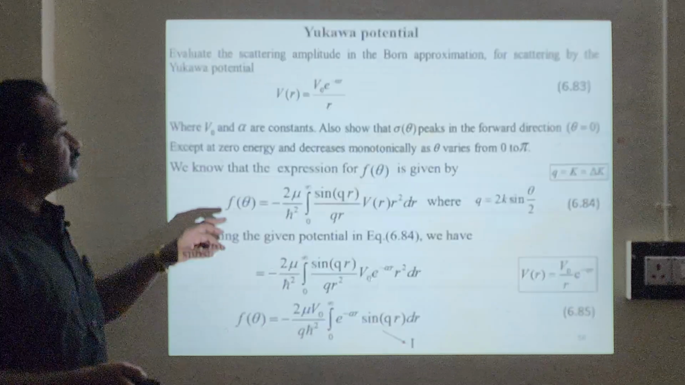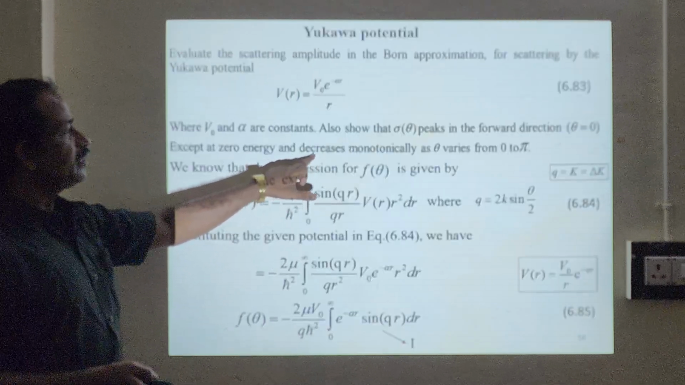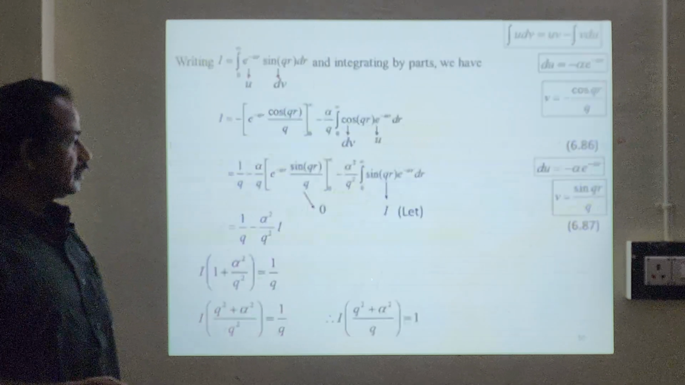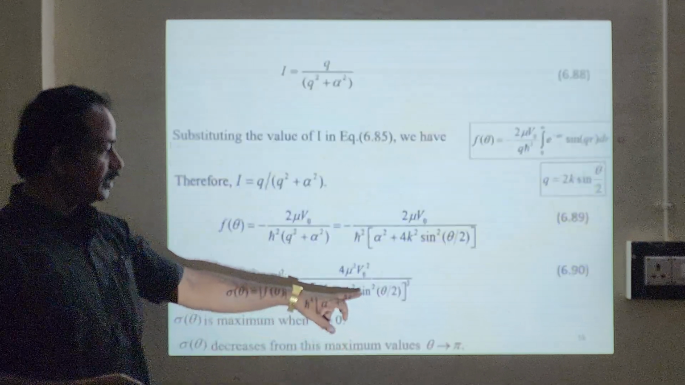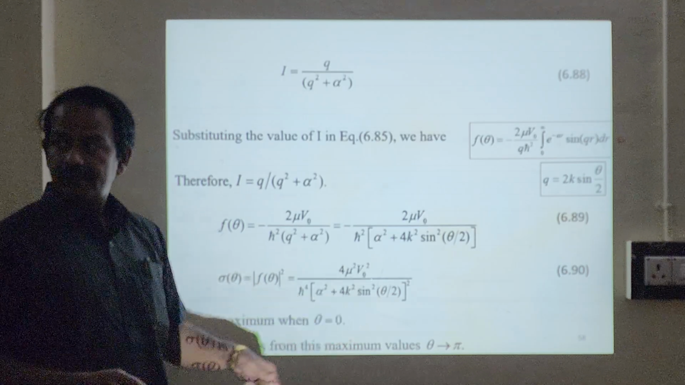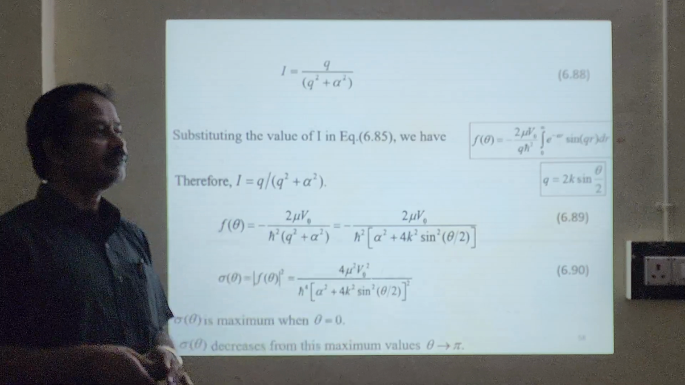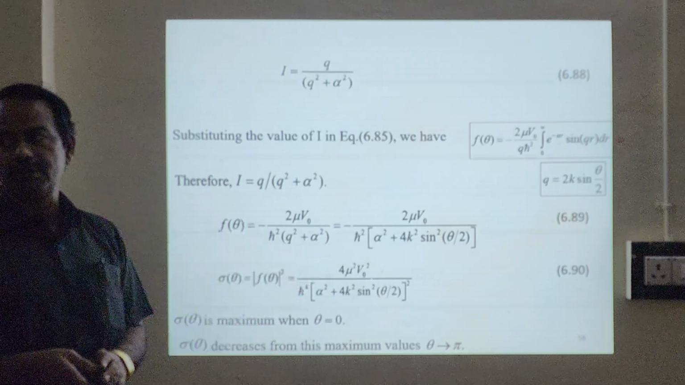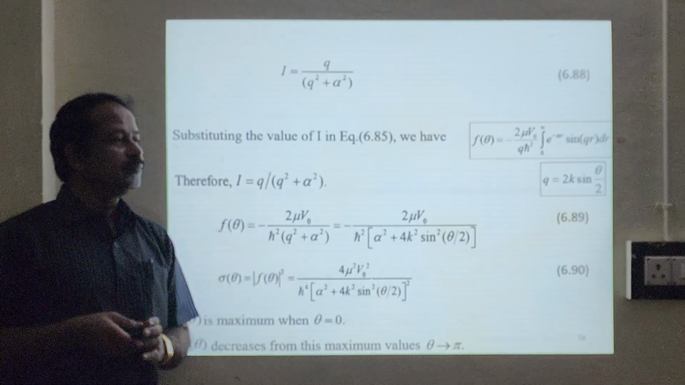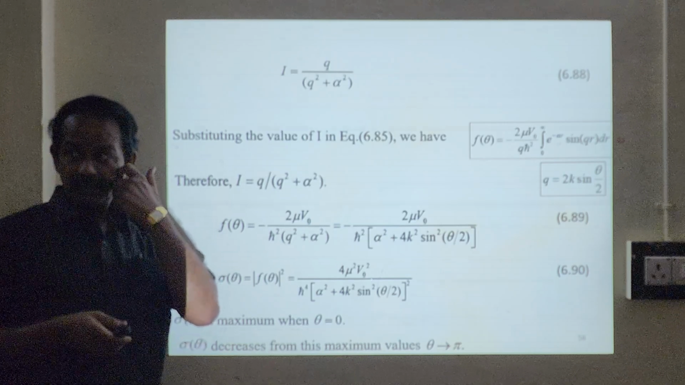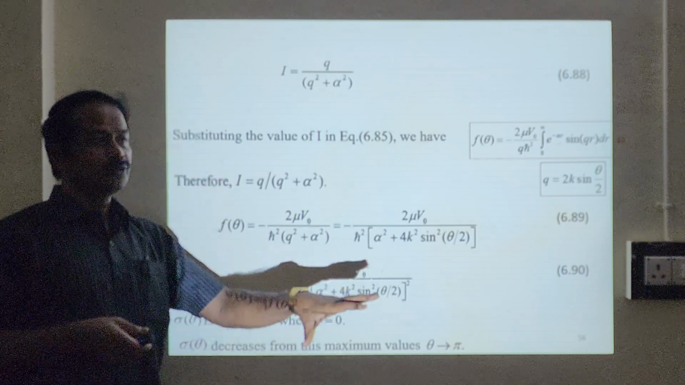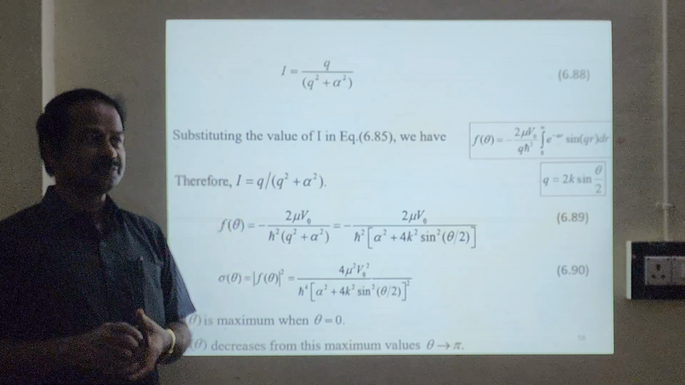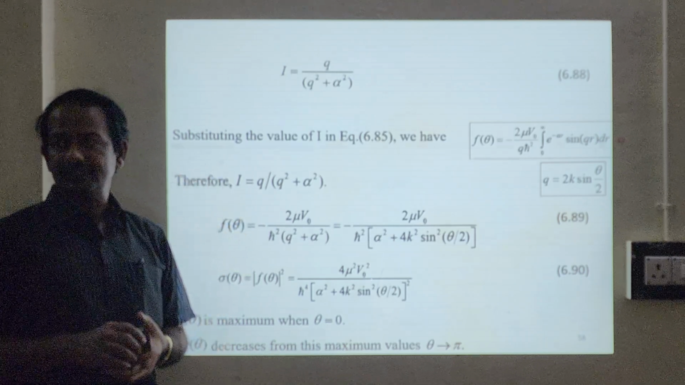Okay, so this is what is asked in the problem: it decreases monotonically as theta varies from 0 to pi. When theta equals 0, it is the maximum value. When theta tends to pi, the answer will decrease. So scattering amplitude will decrease. So this is about Yukawa potential. We discussed so far two different potentials: one is the Coulomb potential, another one is the Yukawa potential, using Born approximation for the expression for scattering amplitude.